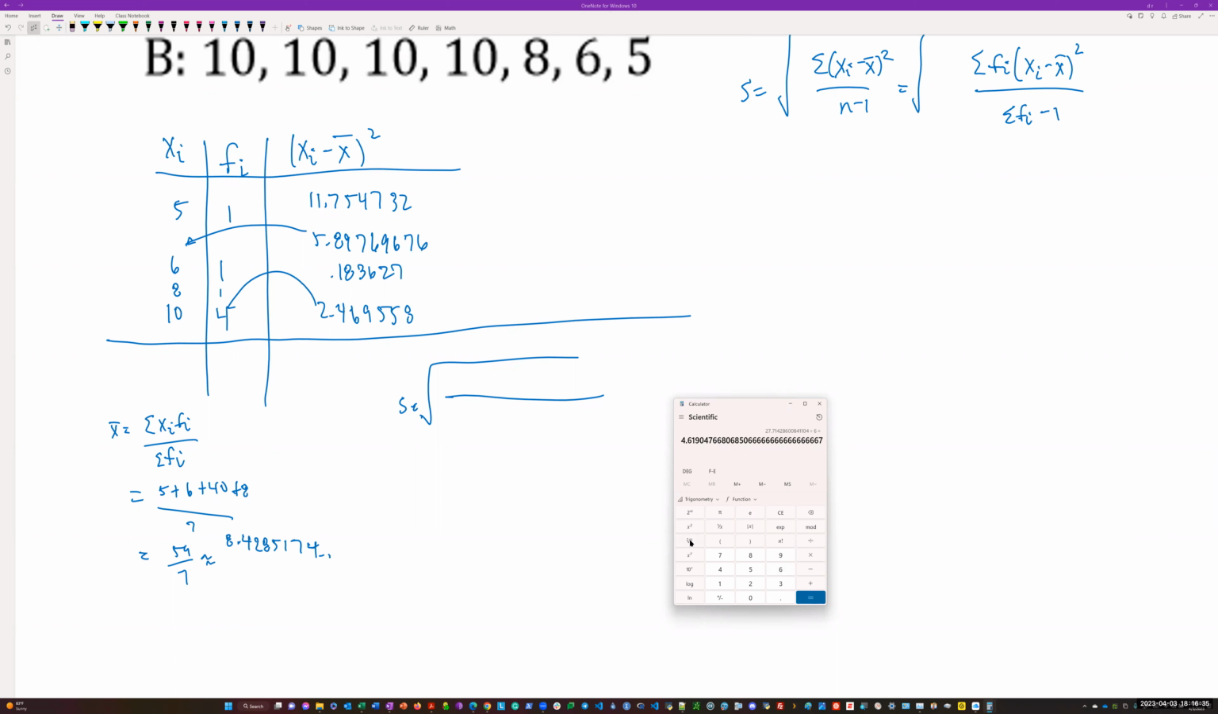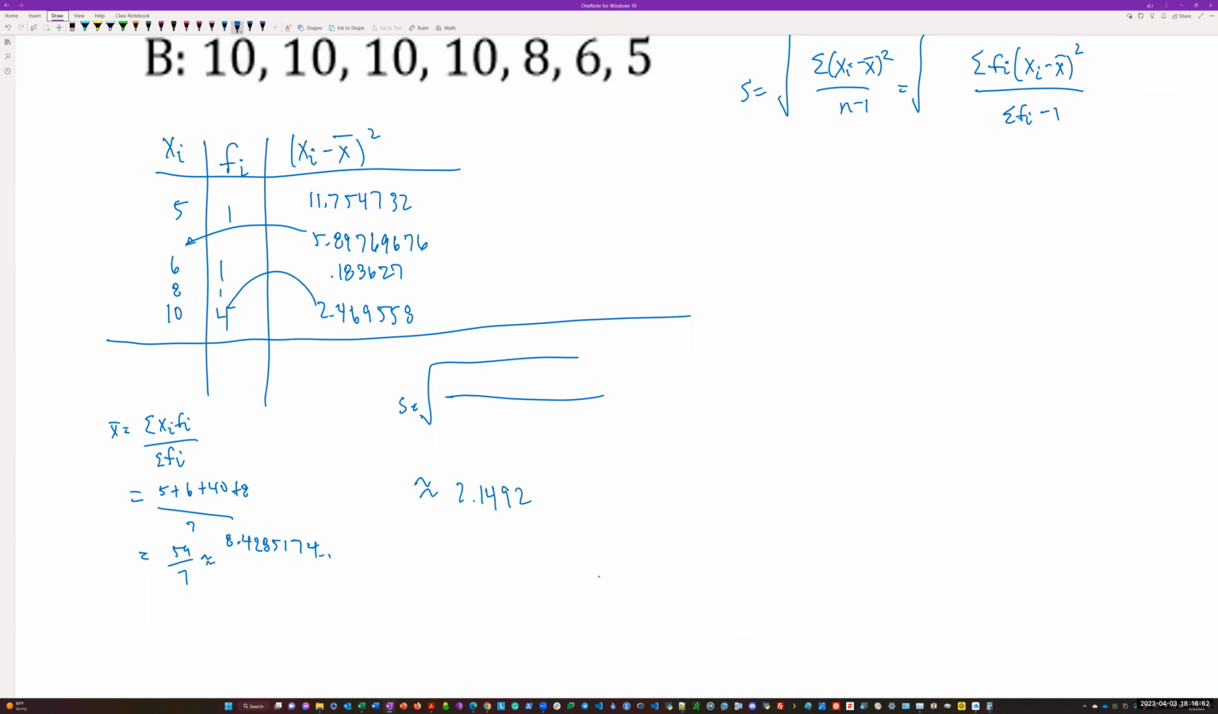Then we get that. Now we try to take the square root of this number. We get approximately 2.1492. Does that make sense? Now, if we want to determine what the coefficient of variation is, it's just the standard deviation divided by X bar. In other words, we have to take this number now and divide by that number. Does that make sense? Any question with that?